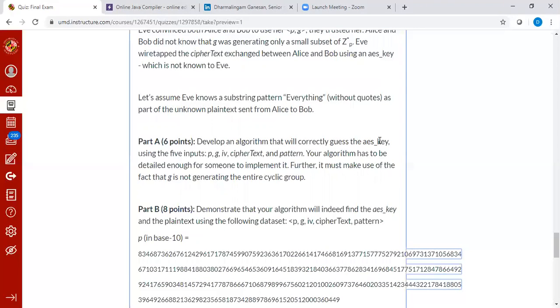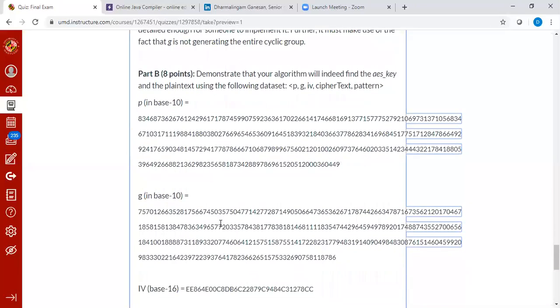Okay. So the problem has two parts. Part A is asking us to develop an algorithm that will correctly guess the AES key using five inputs: P, the public prime; G, again the public generator; the IV, which is possibly used for the AES encryption and decryption; the ciphertext that was exchanged between Alice and Bob using the AES key; and the pattern, which is "everything". So our algorithm must be detailed enough to implement. The second part of the problem is asking us to demonstrate the algorithm will indeed find the key.